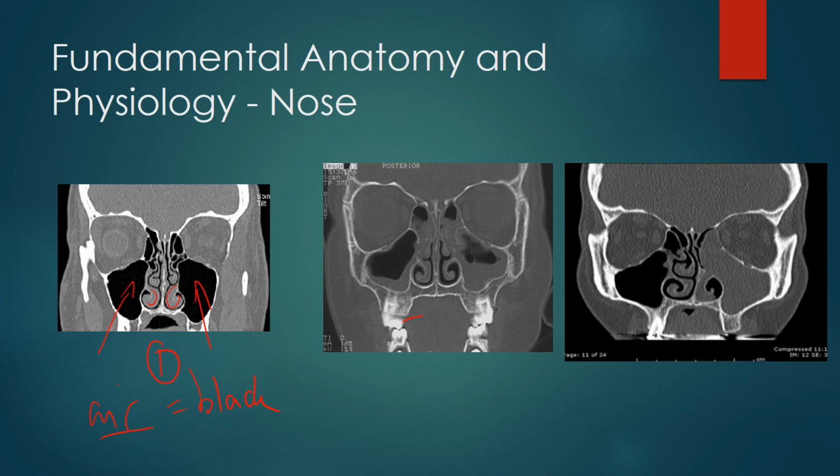Contrary to that, we have this second image, which shows that we've got some grey mucoid tissue here, or mucoid matter within the maxillary sinuses. This too could potentially be normal.